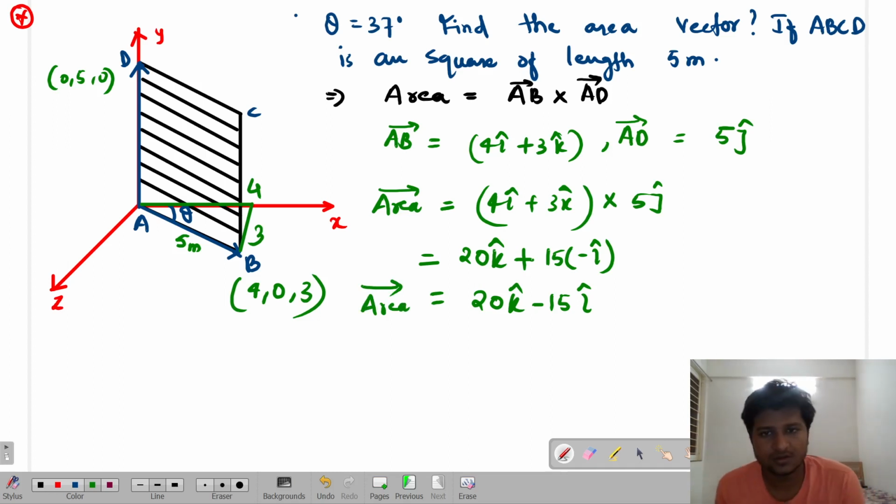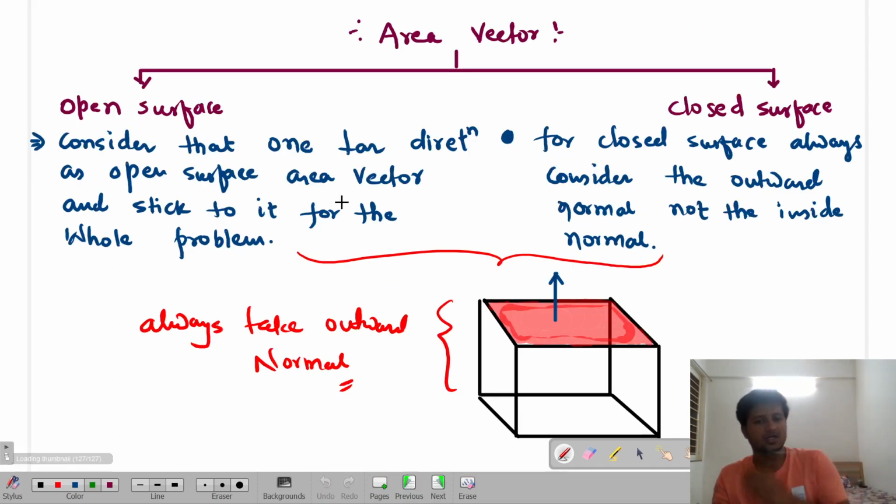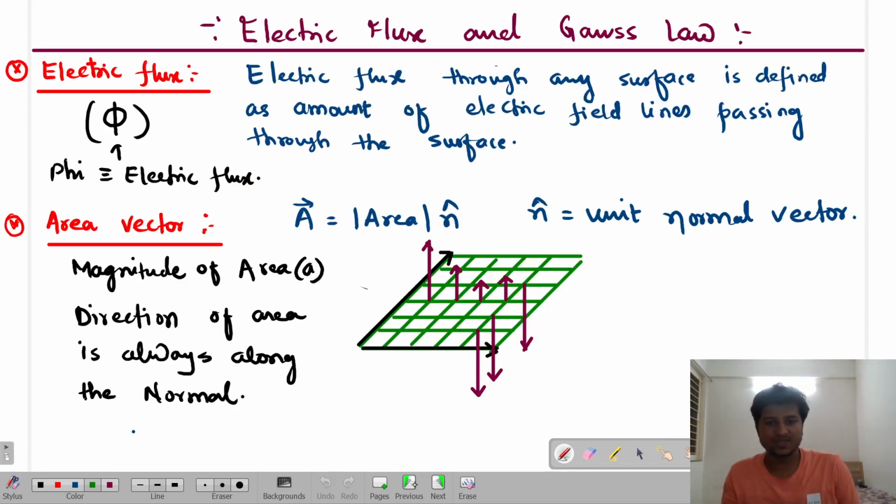So that's why I told you that area is a vector quantity, and there is a special way to consider it. For an open surface, consider only one perpendicular direction and stick to it. For a closed surface, always consider the outward normal, never ever consider the inside one. Is that clear or not?